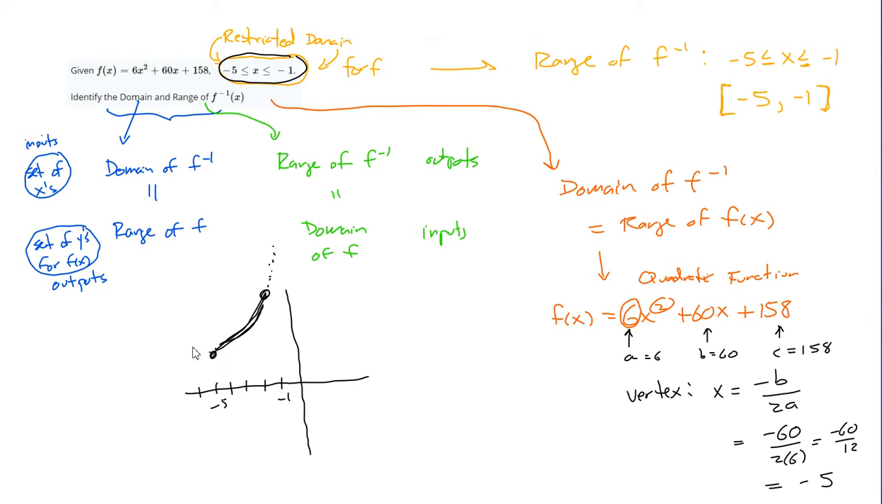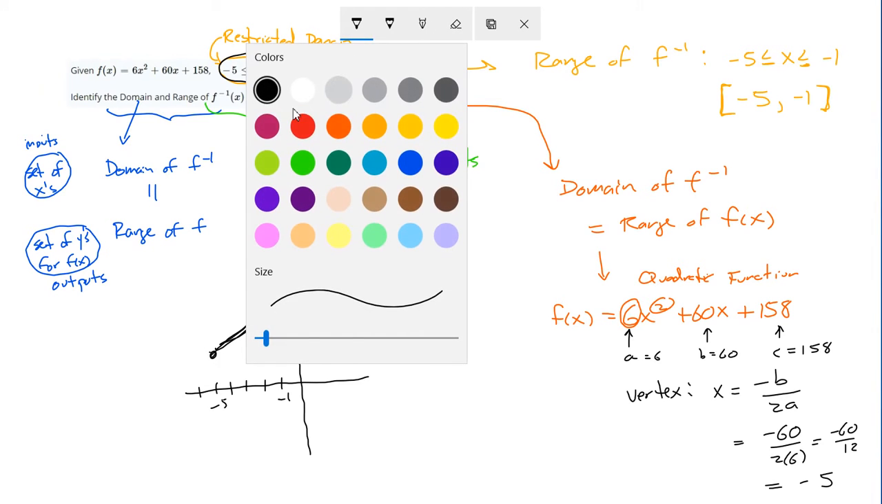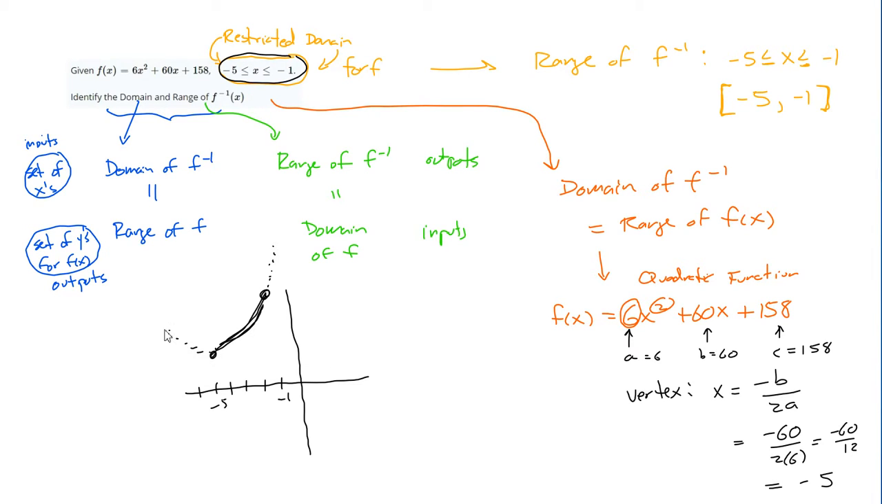It kind of turns around at the vertex and goes back up again. But we only care about this portion of it because that's what they told us to look at. Between -5 and -1 on the x-axis. So these are the points on the graph corresponding to those x values.